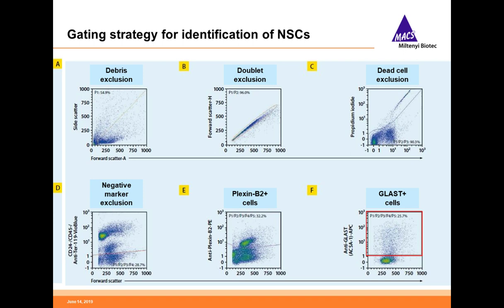So this slide shows the gating strategy. As you see in A, the debris is first excluded in the forward side scatter, and then in B, the doublets are excluded, and afterwards also the dead cells, which are identified by PI staining. Afterwards, in D, the negative markers, the CD24, the CD45, and the TER119 are excluded. And then the gate is set onto the plexin positive cells, and then in the last step onto the GLAST positive neural stem cells.